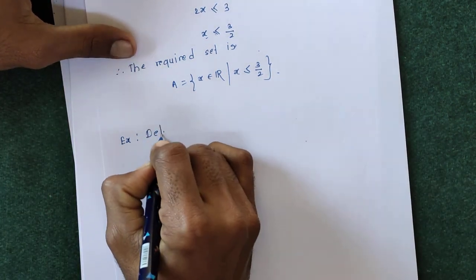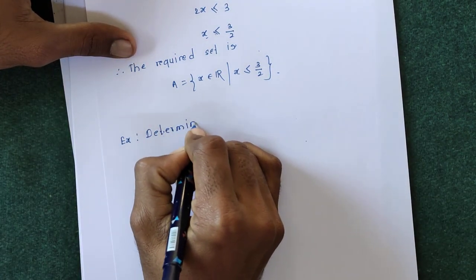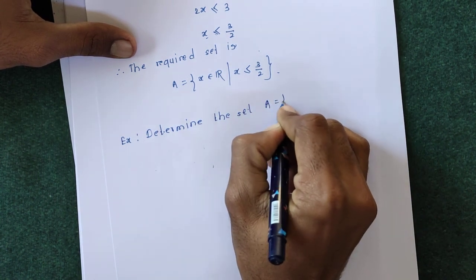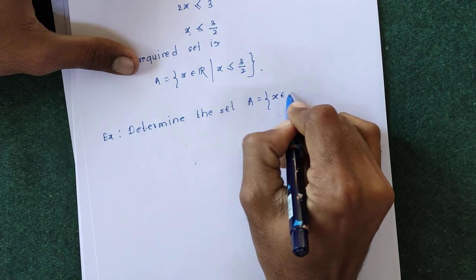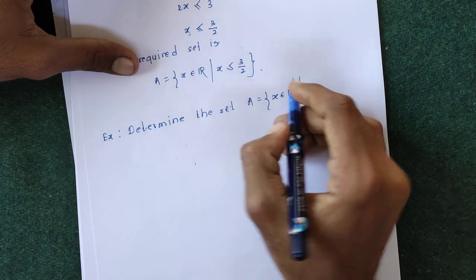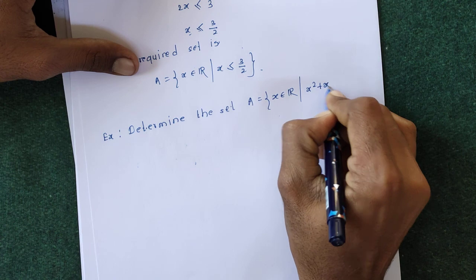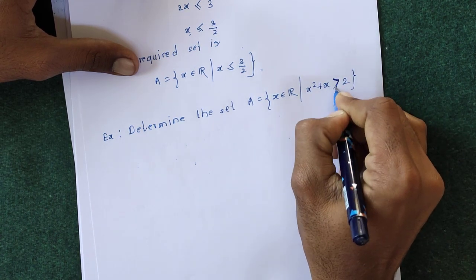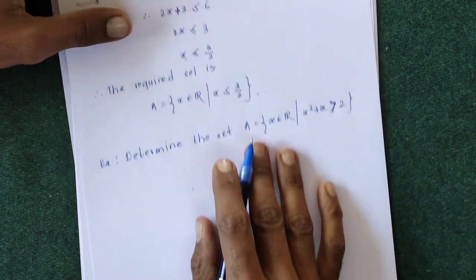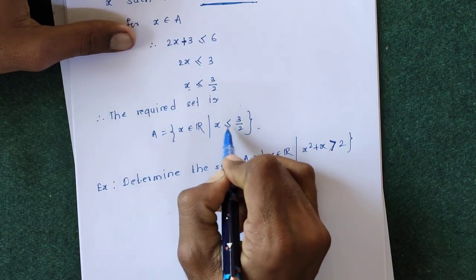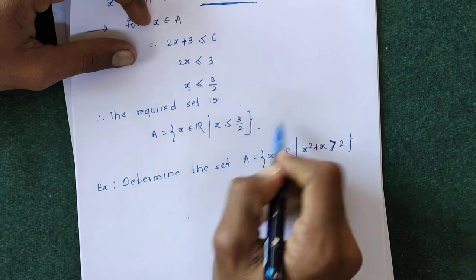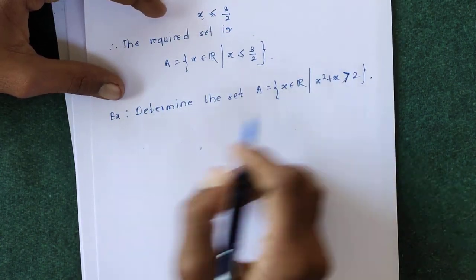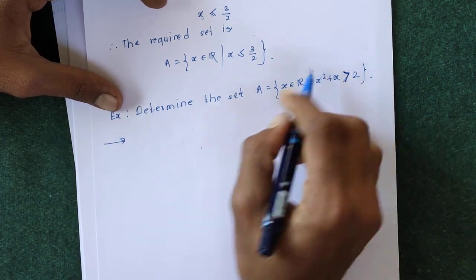Next example, determine the set A equals x belongs to R such that x square plus x is strictly greater than 2. We have to determine the set A, that is, we have to find such a set, that is, x must be less than or equal to, or greater than or equal to, or a union of some sets. So to determine this set, we will take an element of A, and that element must satisfy this property.